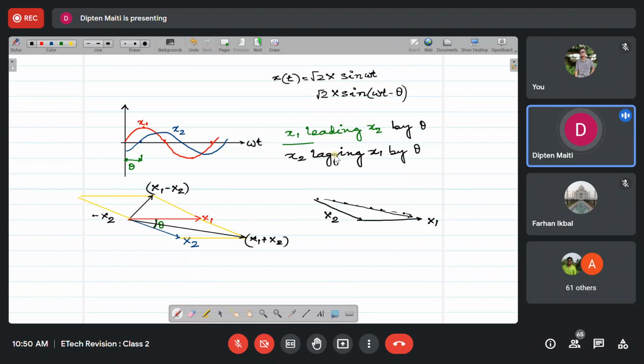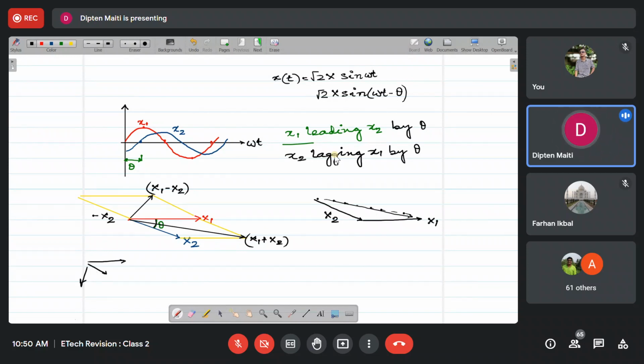You can apply the addition and subtraction at an instant of time. However, you cannot do that in general. We define that to be a generalized case, such that it would remain valid at any instant of time. Okay. So that is the requirement.